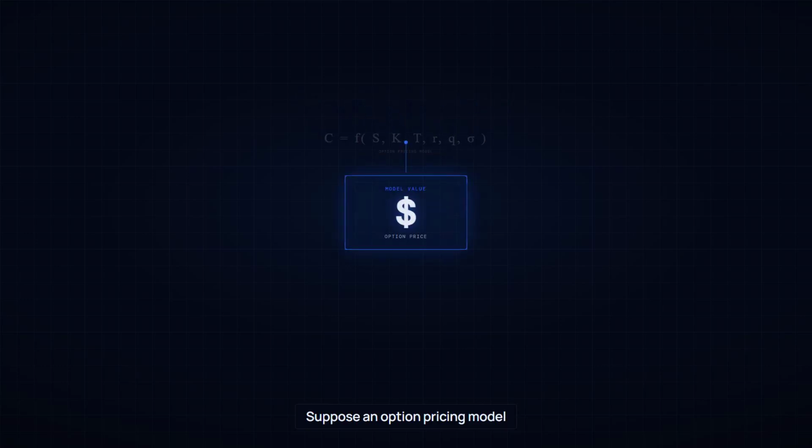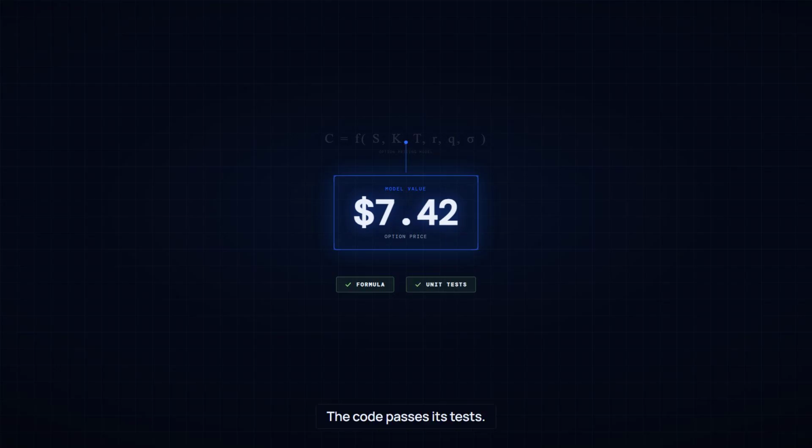Suppose an option pricing model returns $7.42. The formula is correct. The code passes its tests. So, are we finished? Not even close.